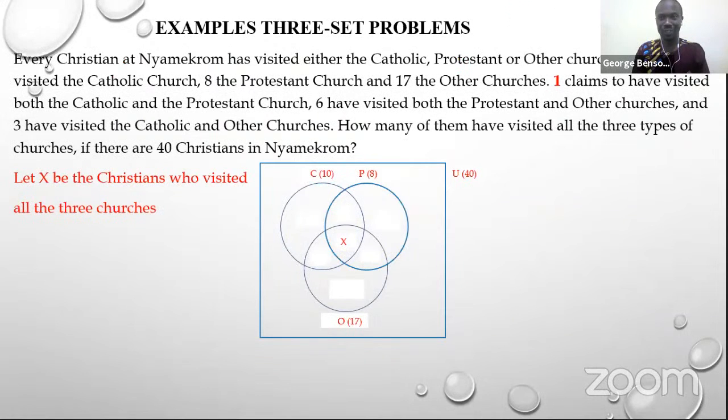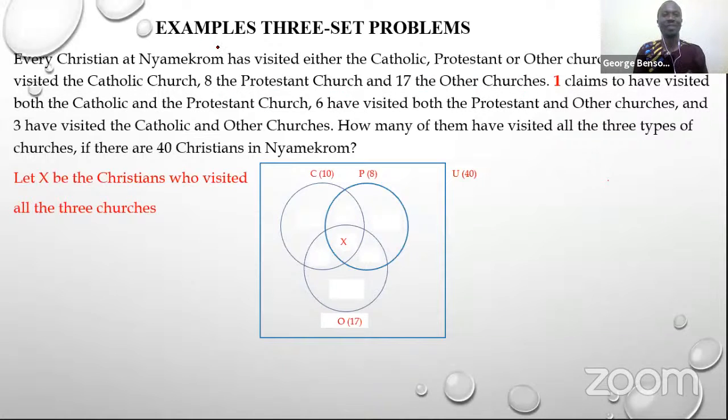But people of God, I tried. You can see there is no solution for this question. I tried solving it, but there is a little challenge with the question. So I don't know. Maybe whoever set the question needs to revisit it. You see, I've highlighted the one here. The one that I highlighted says one claims to have visited both Catholic and the Protestant church.